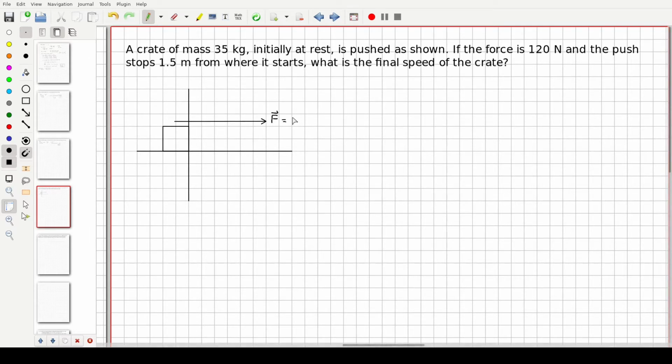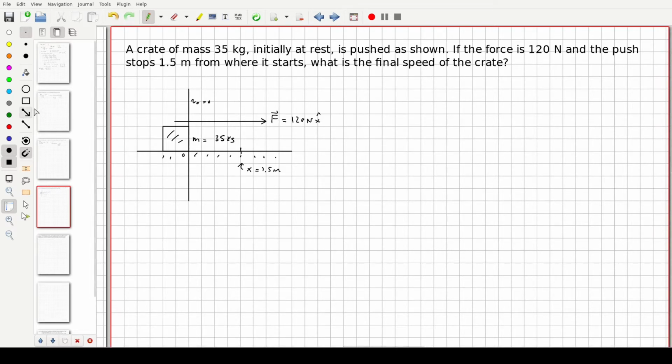So our force is 120 newtons along the x-hat direction. We're going to start here at the origin, and we're going to push it until we get to about here. This right here would be x is equal to 1.5 meters. Now we're starting from rest, so our initial velocity is 0. And the mass of our crate here is 35 kilograms.